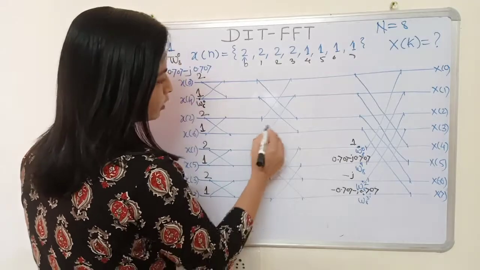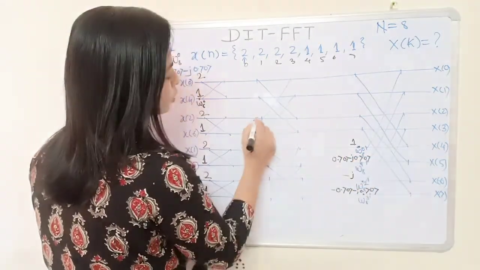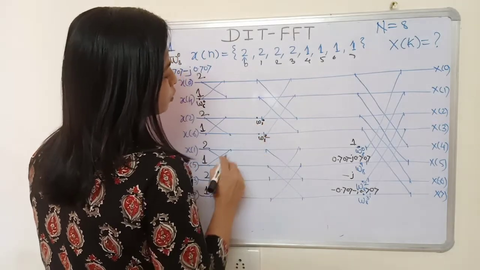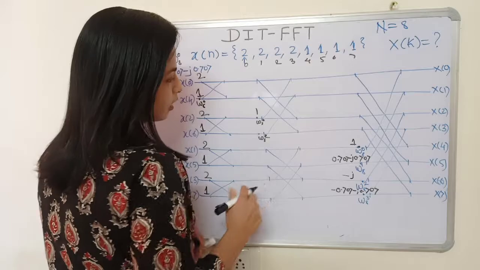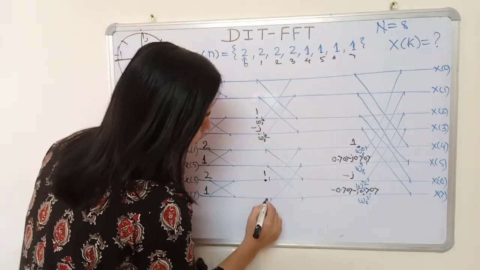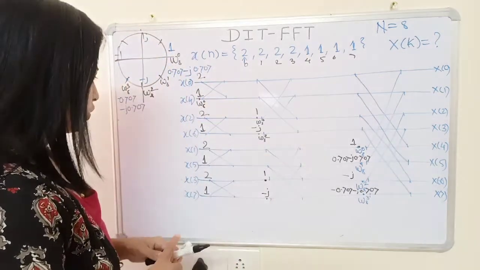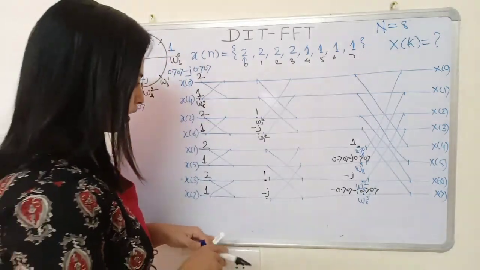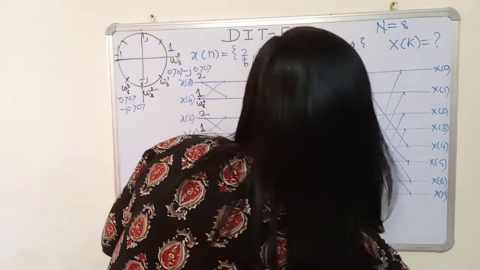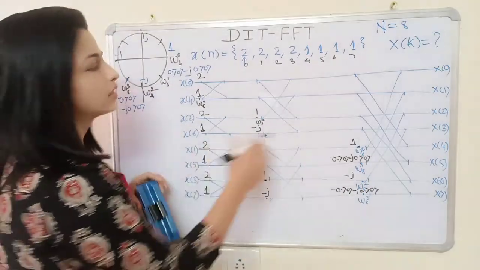Here we need only two, W8^0 and W8^2. So W8^0 is 1, and W8^2 at this point is minus J. So 1 is only required, and at this point also 1 and minus J. What else remains to be written? Let's see. We have to write minus signs everywhere.